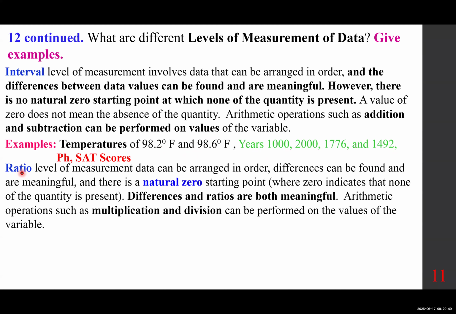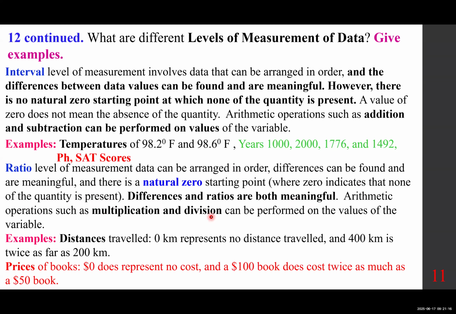And the last one is the ratio. It's the highest level. Ratio level of measurement data can be arranged in order. Differences can be found and are meaningful. And there's a natural zero starting point, where zero indicates that none of the quantity is present, and that's the key. Differences and ratios are both meaningful. Arithmetic operations such as multiplication and division can be performed on the value of the variable.